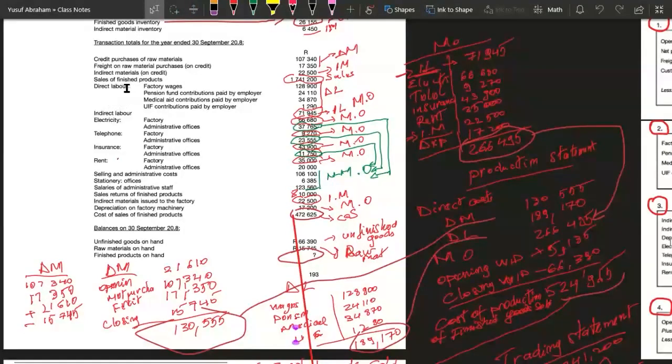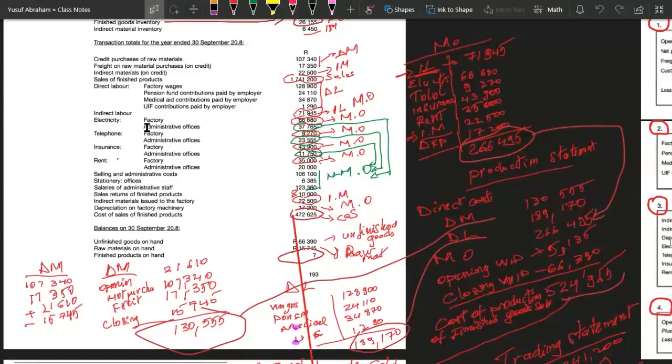So now they tell you the factory labor. You have factory wages, pension fund, medical aid, UI. All these form part of the direct labor. Indirect labor, they tell you it's 71,000. That's indirect labor. Where is it going to go? Whatever is indirect, it's going to go to the manufacturing overhead.